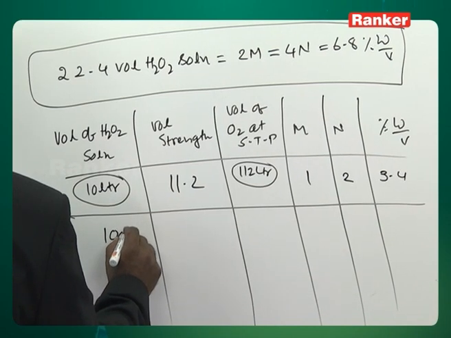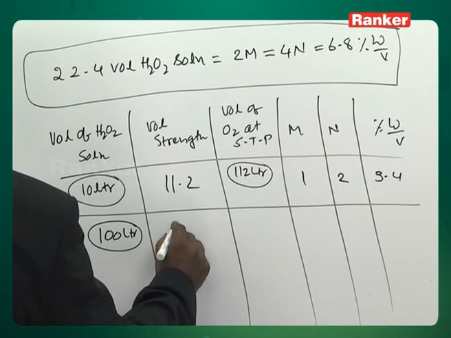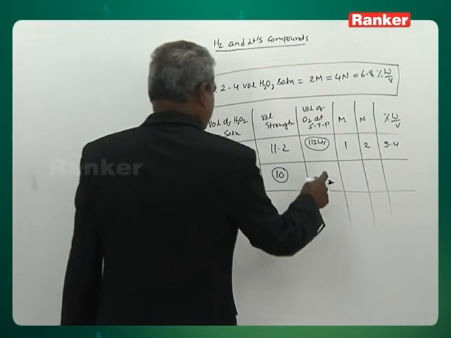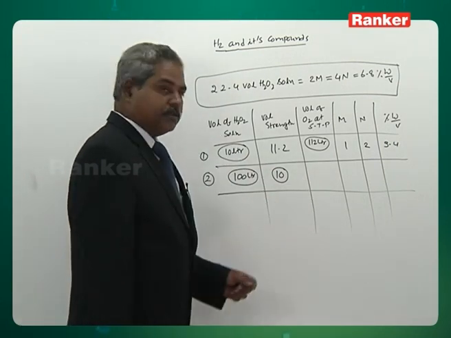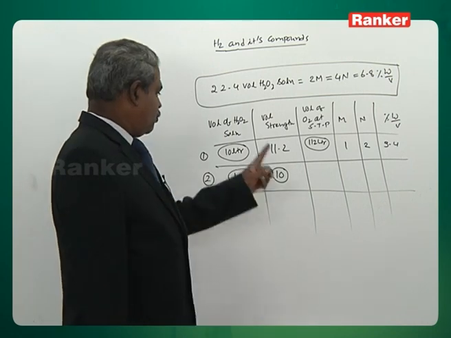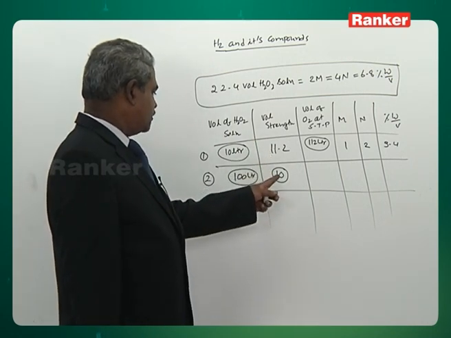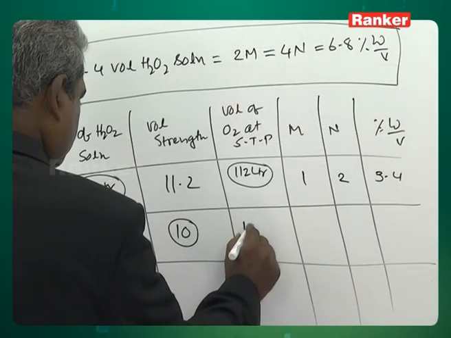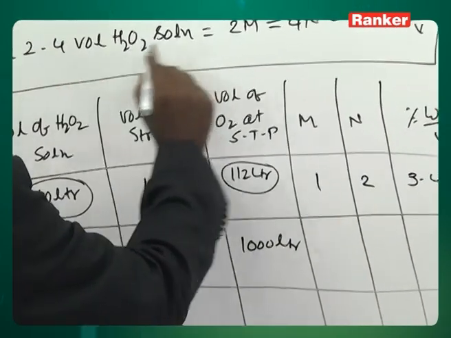Hundred liters, 10 volume. How much oxygen will I get? 10 volume means 1 liter gives 10 liters. 100 liters gives 1000 liters of oxygen. 1000 liters. 10 volume. 22.4 means 2 molar.